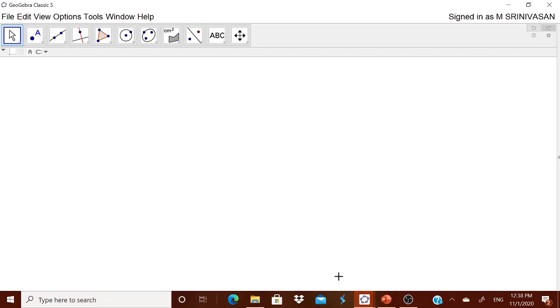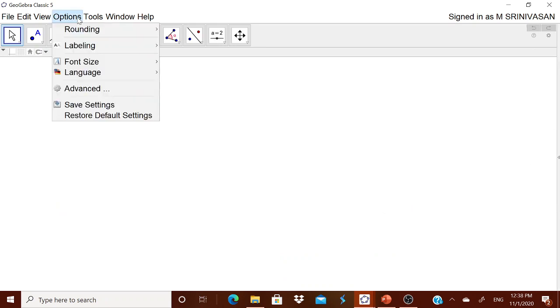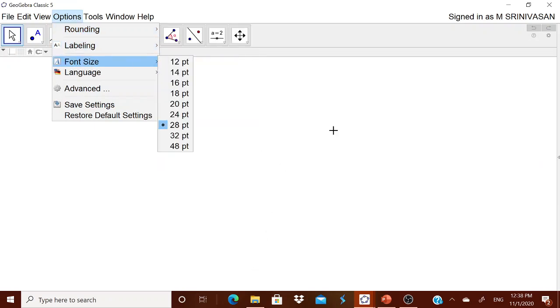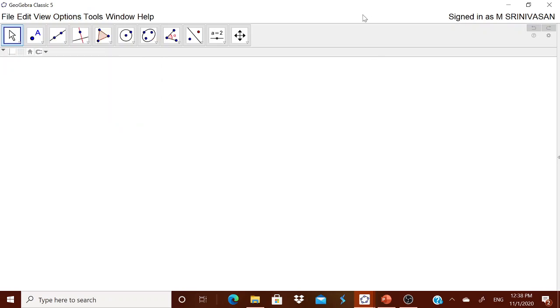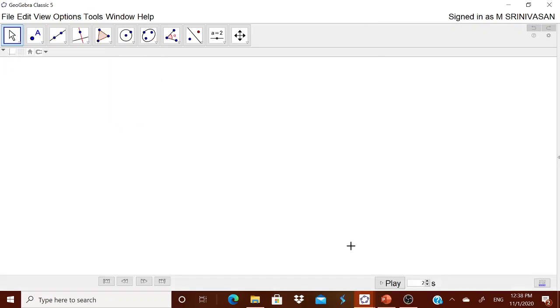I have taken a GeoGebra Classic 5 worksheet. I have selected geometry view, and in options I have rounded off to 0 decimal places and set labeling of all new points. Now if you want to show it to the children, in the beginning itself you can go for the navigation bar. You can keep the navigation bar ready, so that by clicking it you can discuss and interact with the children from step number 1 to step number 2.